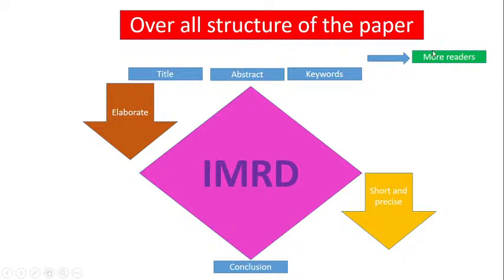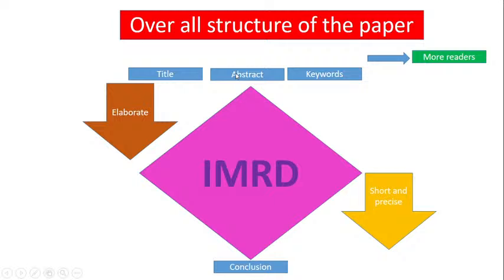These are all what happened. It will be observed by more readers. Title, abstract and keywords, more people will see. So for the title, you connect the keyword and write the title. You ensure that all the keywords must be available within the abstract, right? So these are all very important.